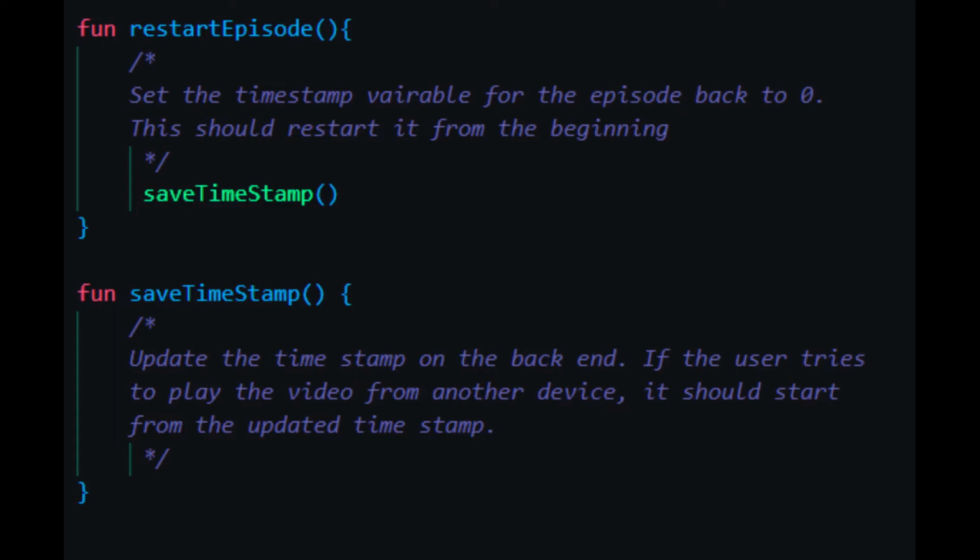So to take it a step further, you could add a button, attach a listener, and that listener invokes the restart episode method. Then within the restart episode method, you have just a block of code, or a block of text. It doesn't have to actually be code, but a block of text that says set the time position of the episode to 0, and this will restart the timer all the way at the beginning, allowing the user to view the episode from the beginning.